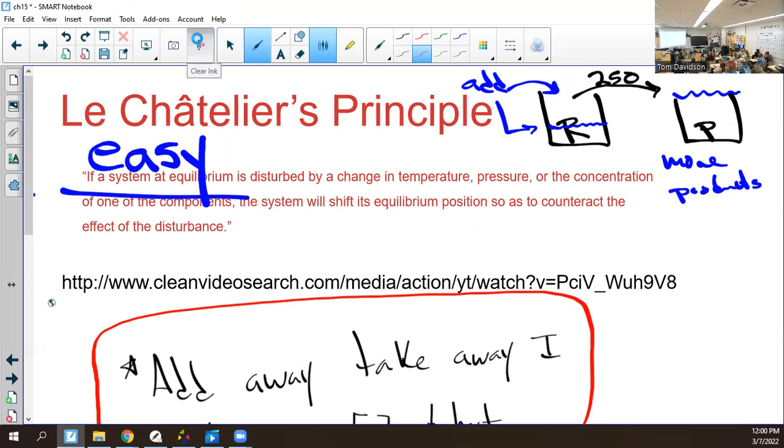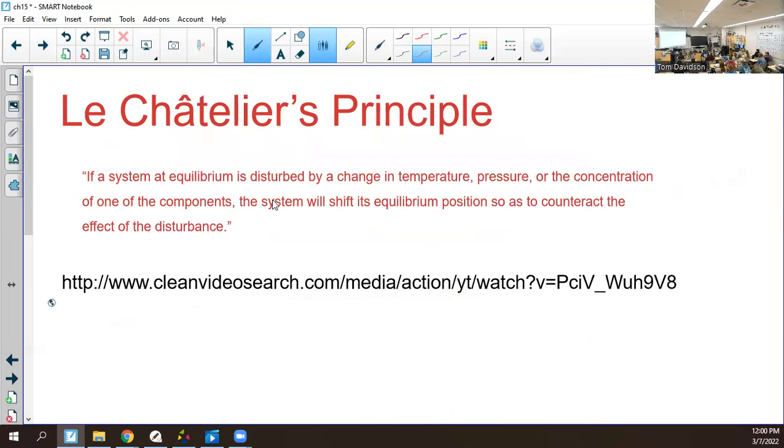All right, so here we go. If a system at equilibrium is disturbed by a change in temperature, pressure, or the concentration of the components, the system will shift its equilibrium position so as to counteract the effect of the disturbance. I wouldn't write that down. A system that is stressed relieves the stress. It fights everything you do to it. It's like a teenager.